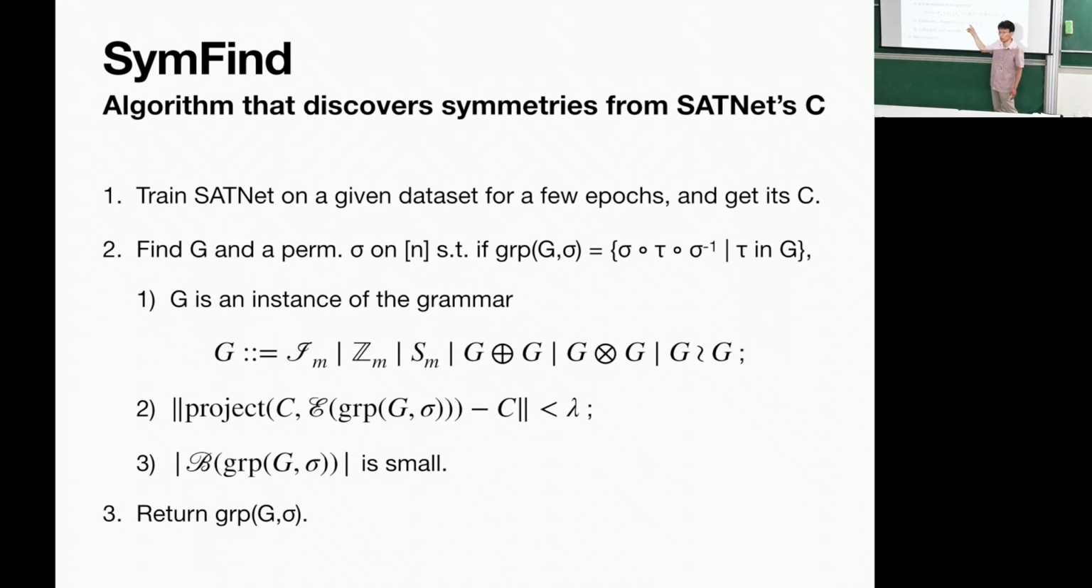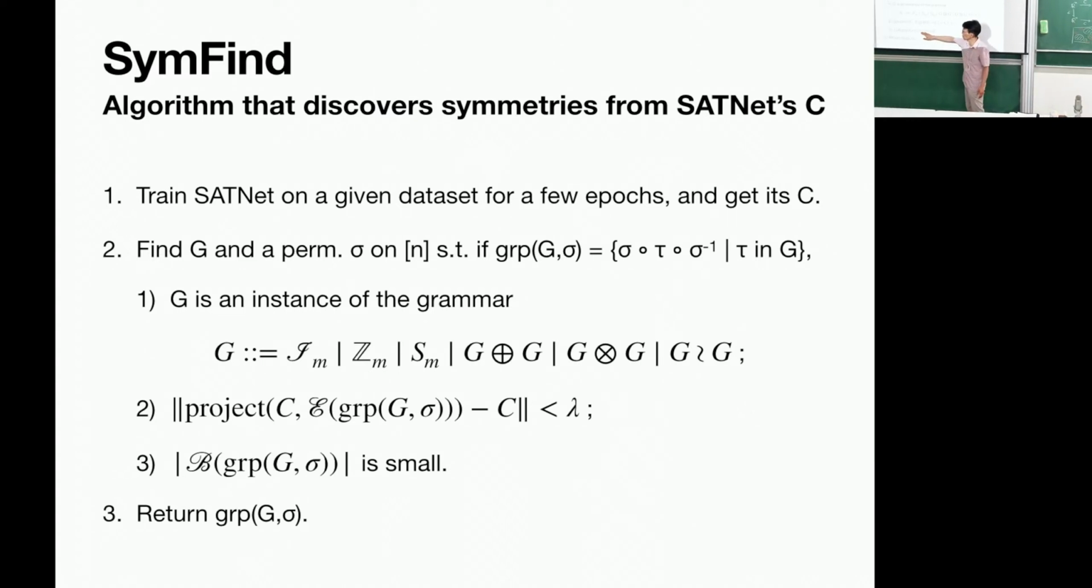So this number is equal to 0. One of the conditions we want to satisfy is that this distance should be bounded by a certain threshold lambda. So projections don't really change much. C is already reasonably close to the equivariance space. And okay, so that's one of the conditions.